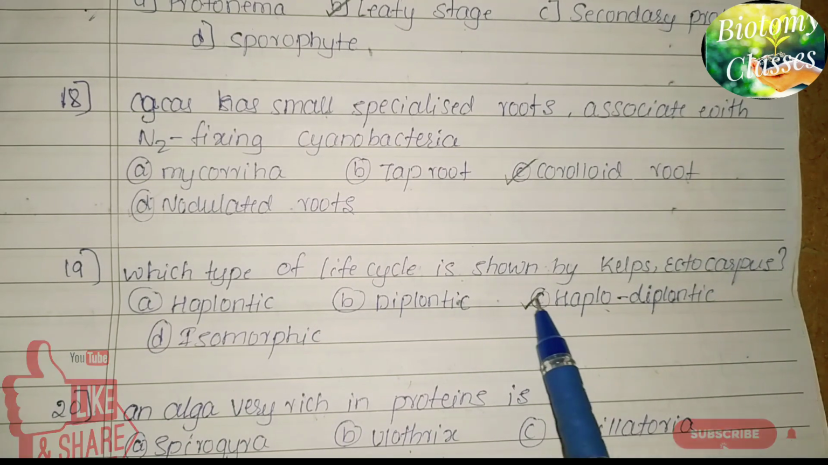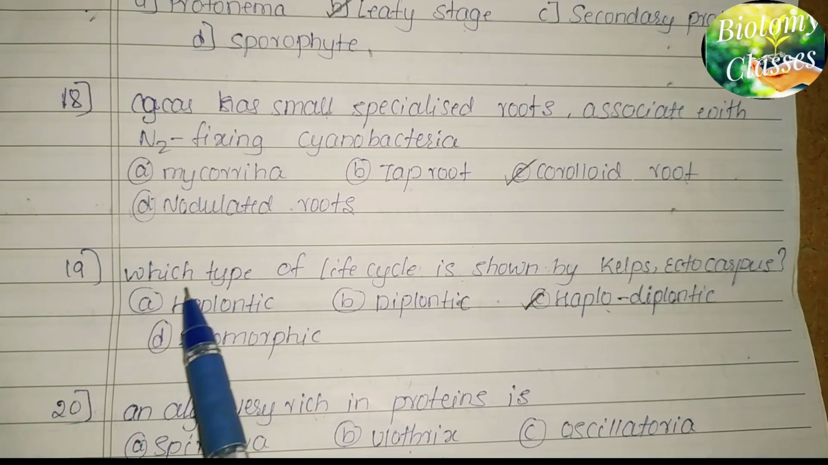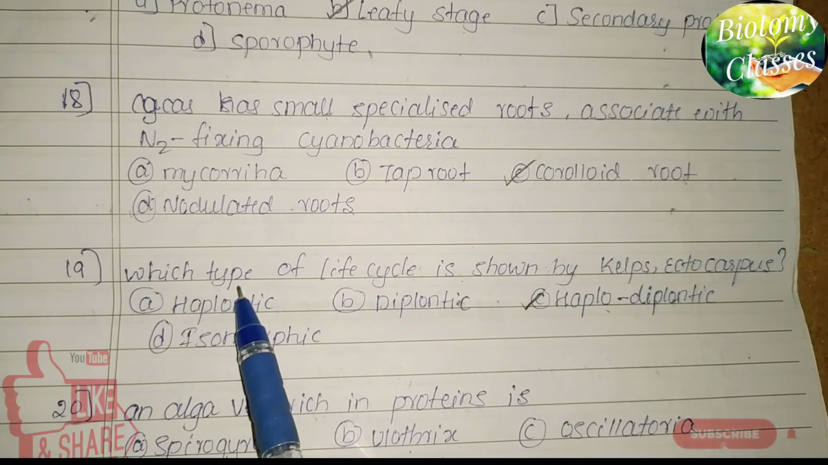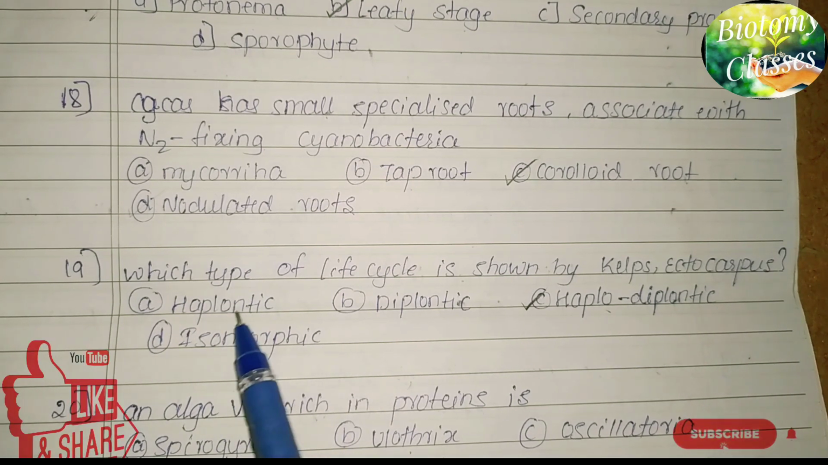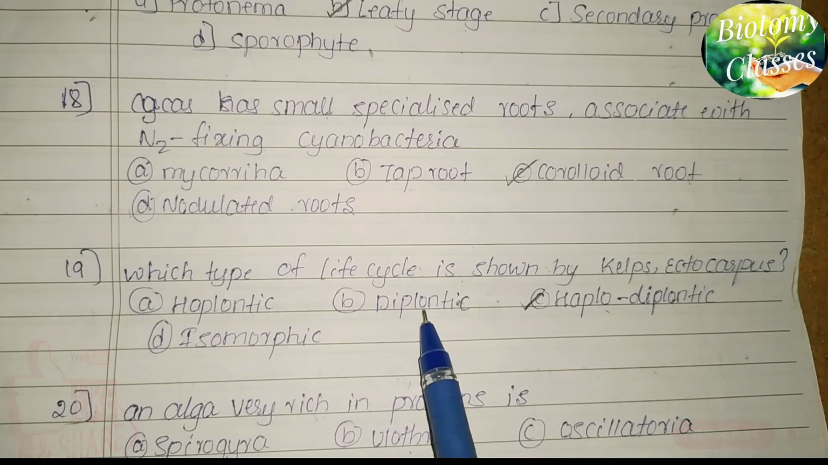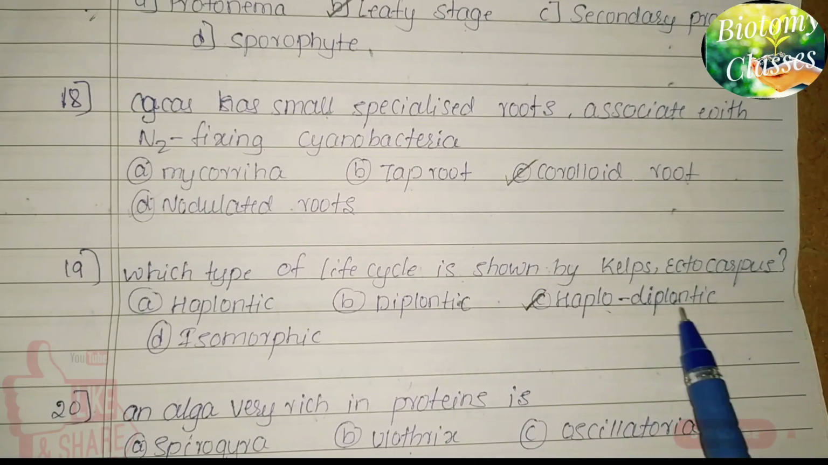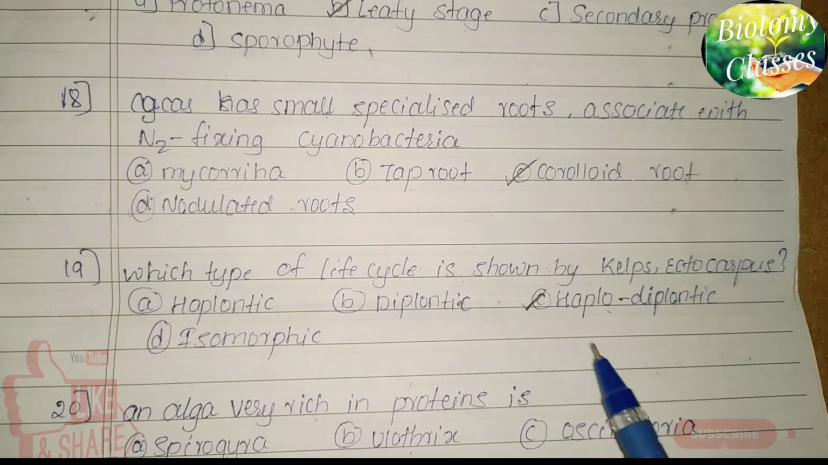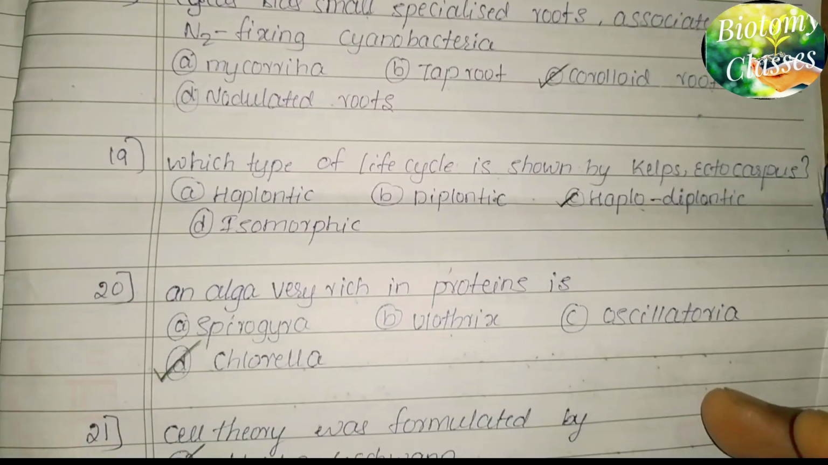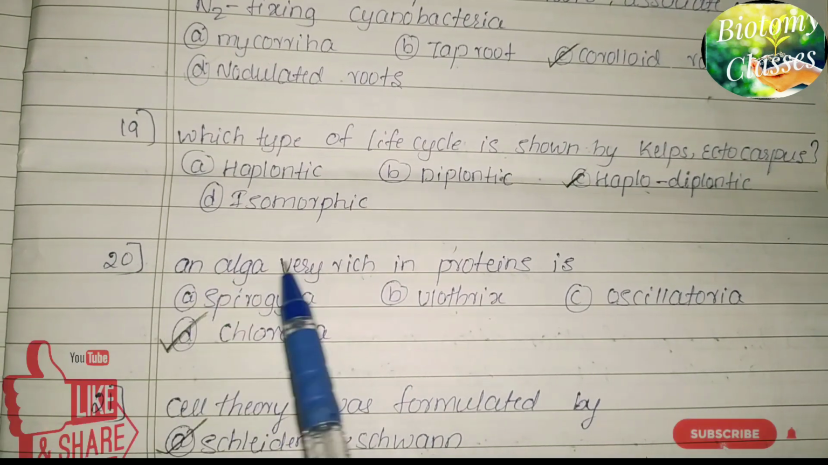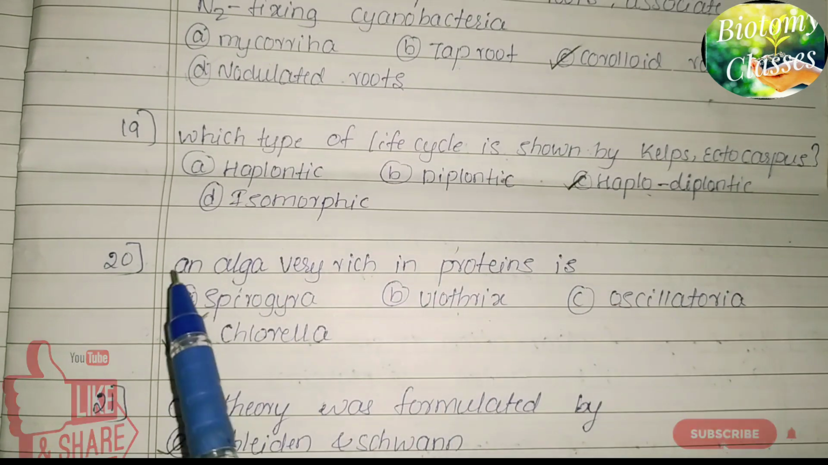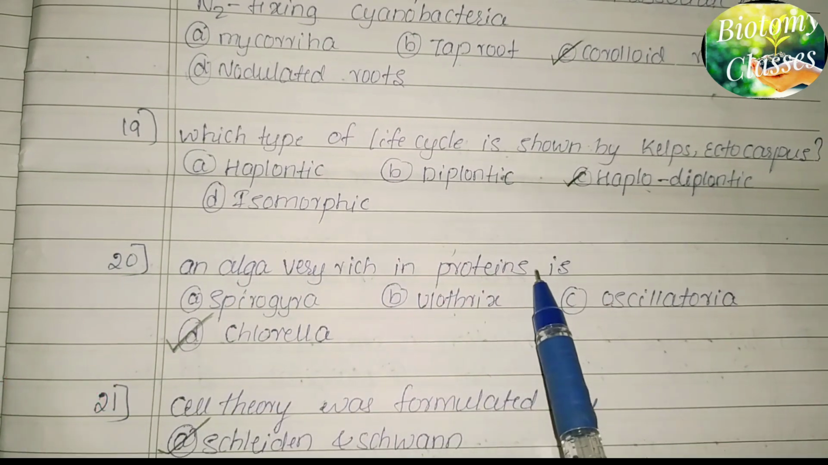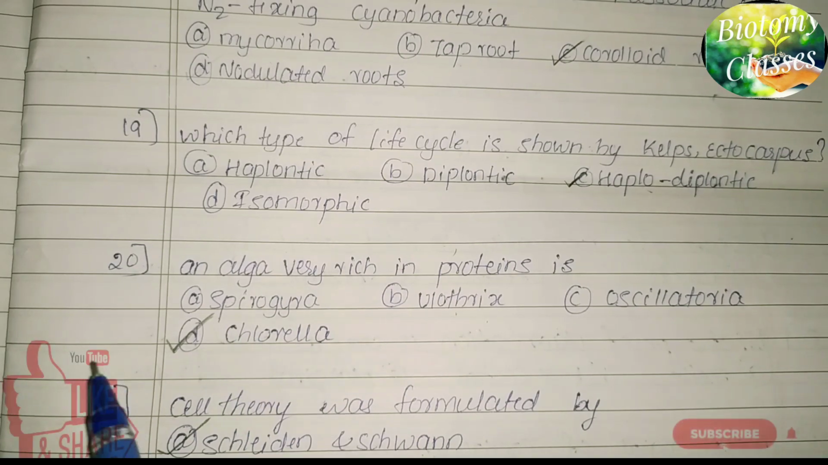So haplodiplontic. In haplodiplontic, we have to study the chlamydomonas is the example for the haplontic life cycle. In diplontic life cycle, all angiosperms and gymnosperms. In haplodiplontic life cycle, kelps, ectocarpus, porphyra or polysiphonia. These come. 20th question. An alga very rich in protein is. An alga very rich in protein is chlorella and spirulina. So chlorella is the right answer.